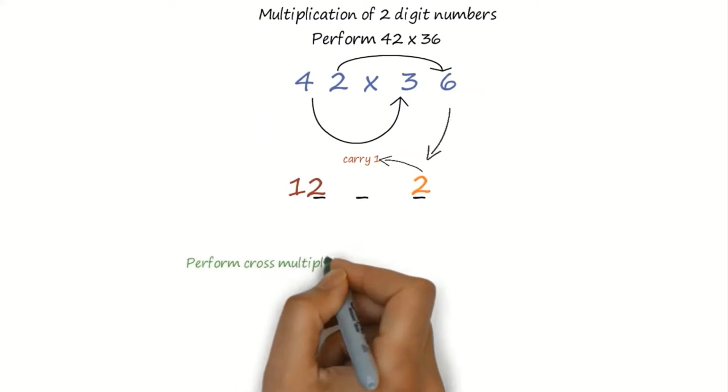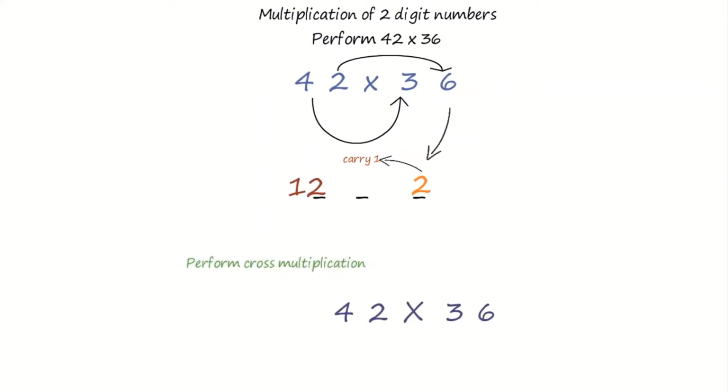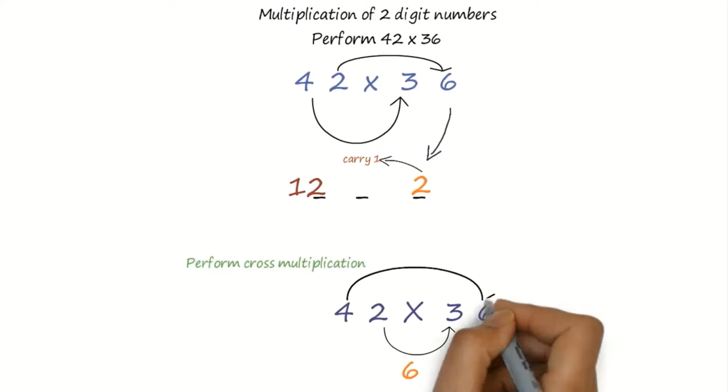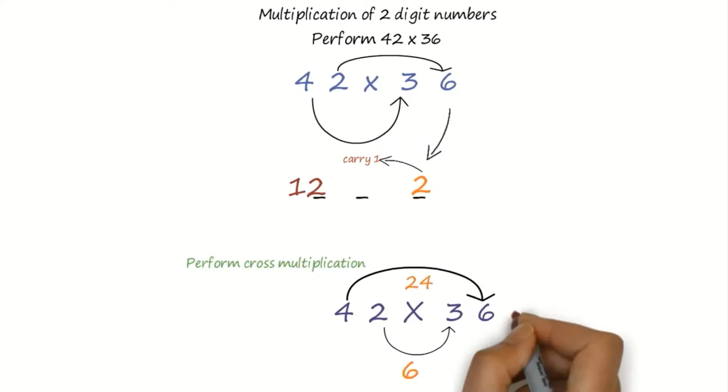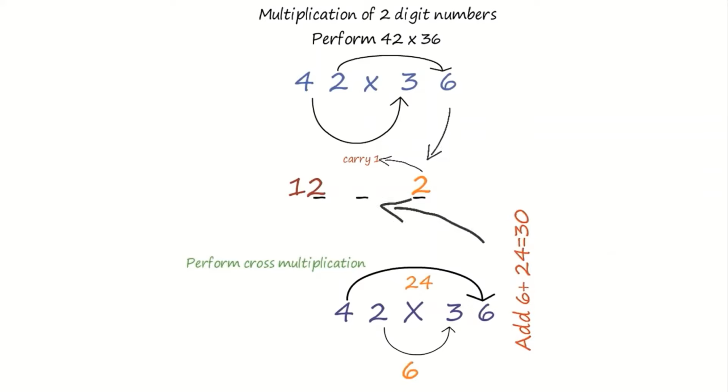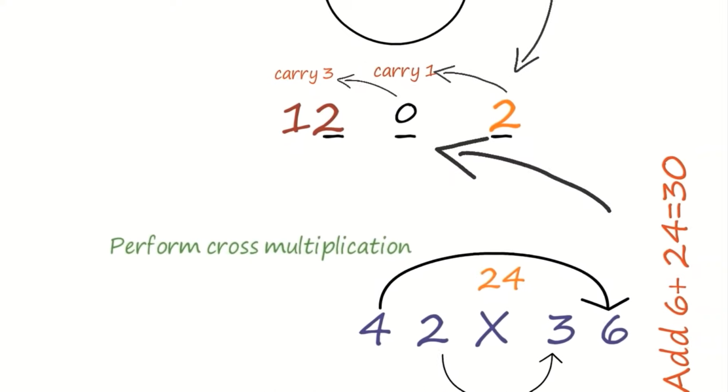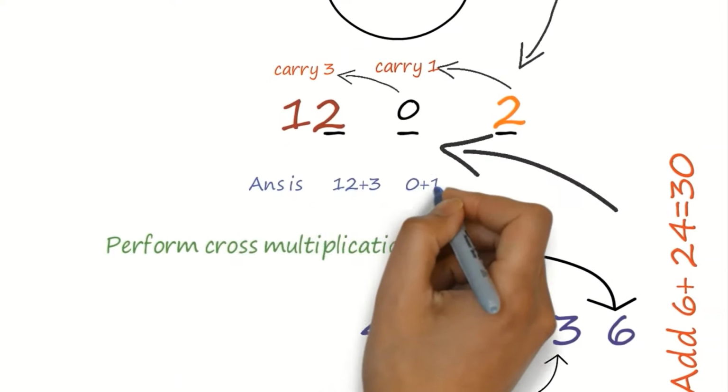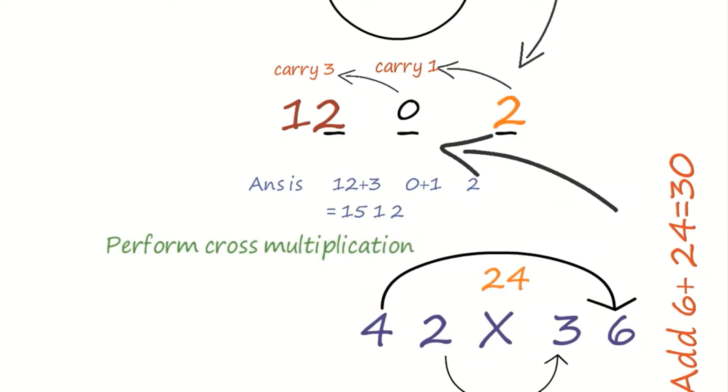Now to fill up the middle blank, perform cross multiplication. Perform 2 into 3, that is 6, and 4 into 6, that is 24, and add them, which will give you 30. Put unit place number 0 in the middle blank and 3 will be carry. So the final output will be 12 plus 3, 0 plus 1 and 2. So 1512 is the result of 42 into 36. Just looking at a two-digit number multiplication, you might think the trick is of not much help. But trust me, with practice, this trick will prove to be very beneficial.